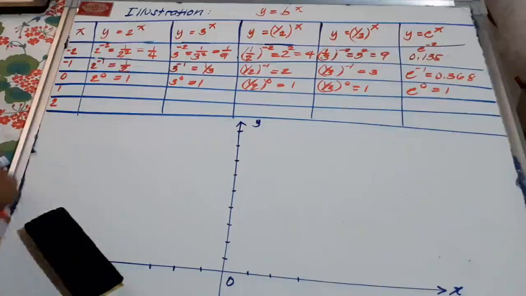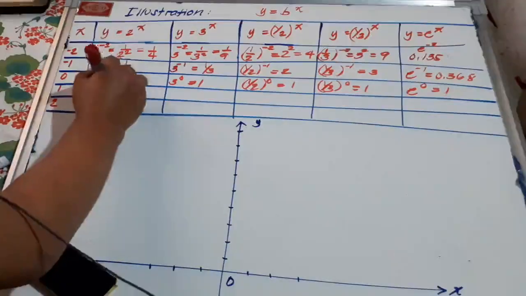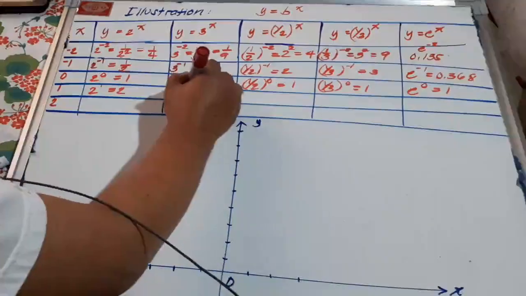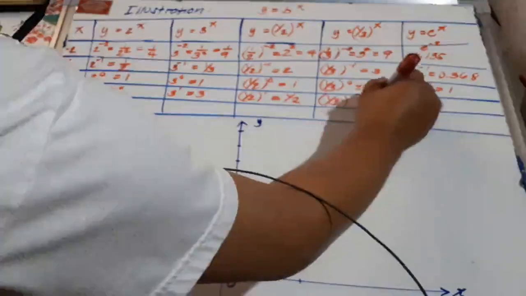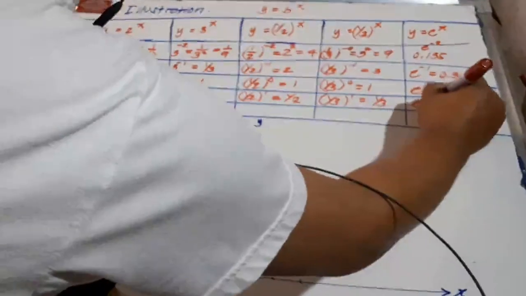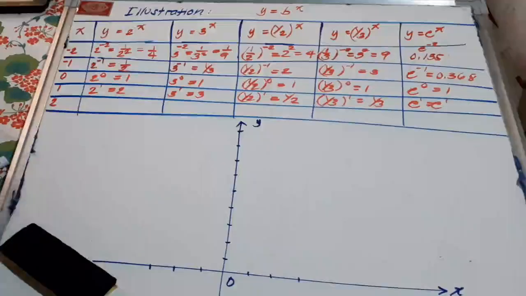What else? If x is 1, that will be 2 to the 1. 2 to the 1 is equal to 2. We have 3 to the 1, it's equal to 3. 1 half to the first power, that's also equal to 1 half. And 1/3 to the first power is also equal to 1/3. And e to the 1 is equal to 2.718. Kunin ko na yung shift e to the 1. That is 2.718. 3 decimal places, yan yung value ng ating e, yung e to the 1. Marami yan. Yan lang 3 decimal places.